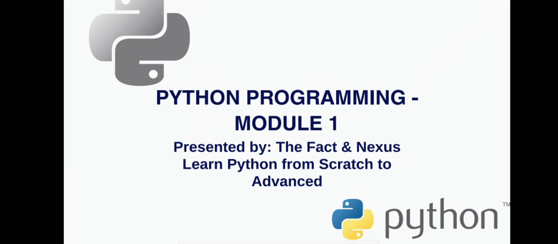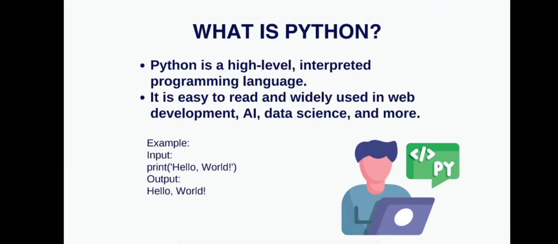Let's get started. Have you ever wondered why Python is one of the most popular programming languages today? Python is a high-level language, which means it's designed to be easier for humans to read and write. It's also an interpreted language, so you can run Python code as soon as you write it, without needing to compile it first.